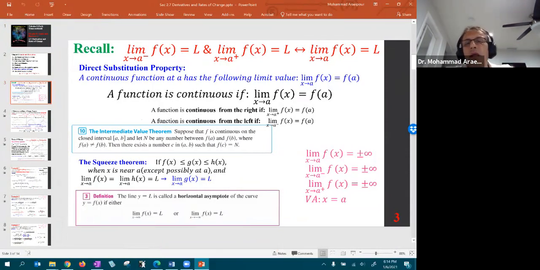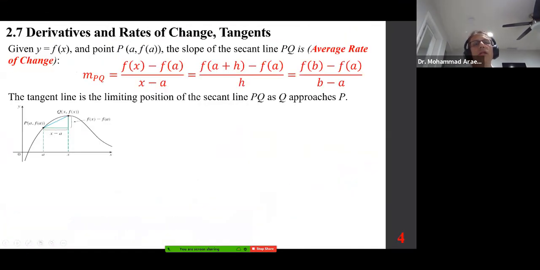Okay. We looked at the definition of a vertical asymptote. We looked at the definition of a horizontal asymptote. We did the intermediate value theorem as well as the squeeze theorem. So this is the synopsis of some of the stuff that was discussed. And now the derivatives and rates of change.